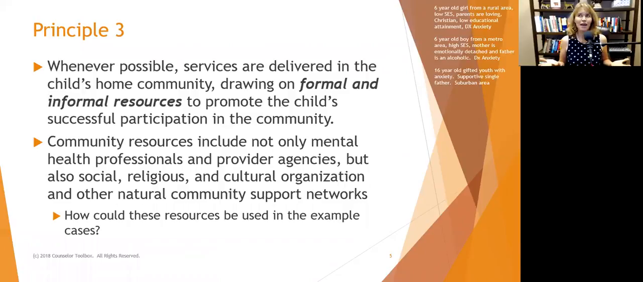Other things that we might want to look at with the 6-year-old boy is providing information to mom about helping, we're going to call him Johnny, helping Johnny start to feel a little bit less anxious. This may help her be a little less detached and them to start having a more secure relationship. And we also want to provide resources to make sure that dad can access treatment when and if he's ready.